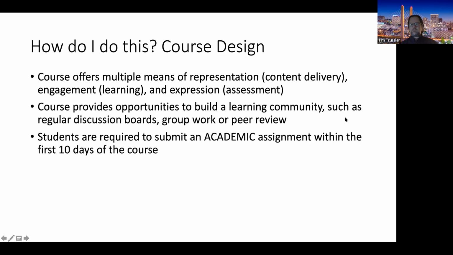Okay. And the last one, just a quick note: students are required to submit an academic assignment in the first 10 days of the course. I assume, yeah, that's 2 weeks. I assume all of you are doing that, but things like a syllabus quiz and an introduce yourself don't count. There does need to be some sort of academic submission in the first 10 days of the course, and that's a financial aid requirement.